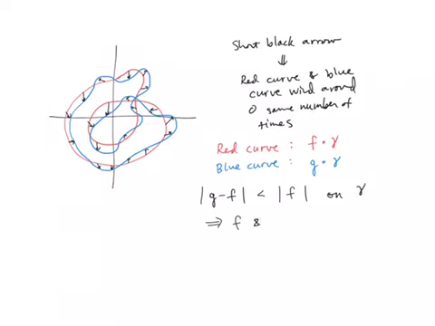So f and g have the same number of zeros inside gamma, right? Because the number of zeros inside gamma is the number of times that g and f composed with gamma wind around the origin, but they're winding around the same number of times by this geometric picture.